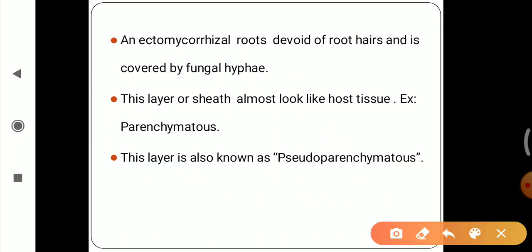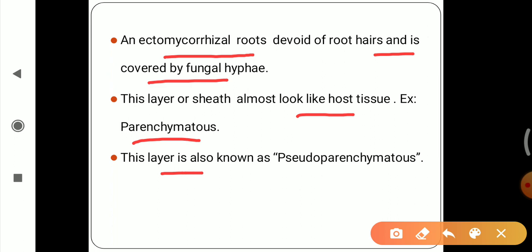Ectomycorrhizal roots are devoid of root hair. The roots that lack root hair are covered by fungal hyphae. The layer, or sheath, almost looks like host tissue, for example parenchymatous. This layer is known as the pseudoparenchymatous sheath.